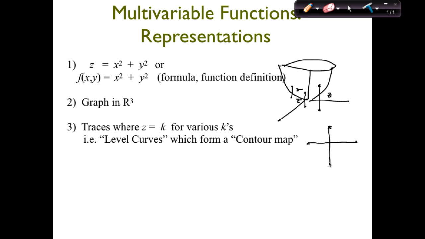if z equals 1, what do I get in the xy plane? Circle, radius 1. When z equals 2, what do I get? Circle, not radius 2, radius square root of 2, right? So when z equals 4, then what do I get? Circle, radius 2.